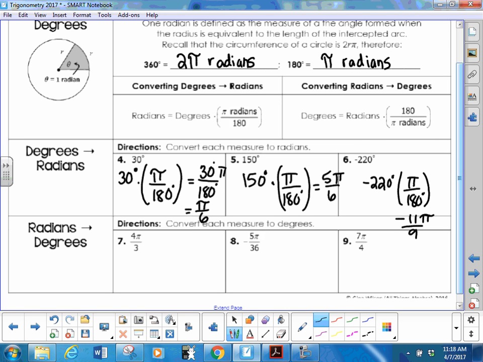Convert each measure to degrees. So if you want to go from radians to degrees, we're going to do 180 over pi. And that gives me 4 times 180 is 720 over 3, which is 240.